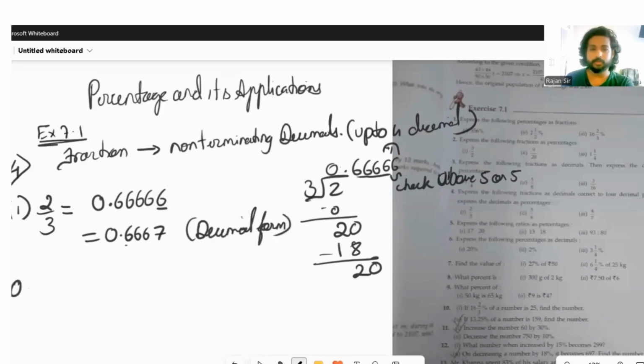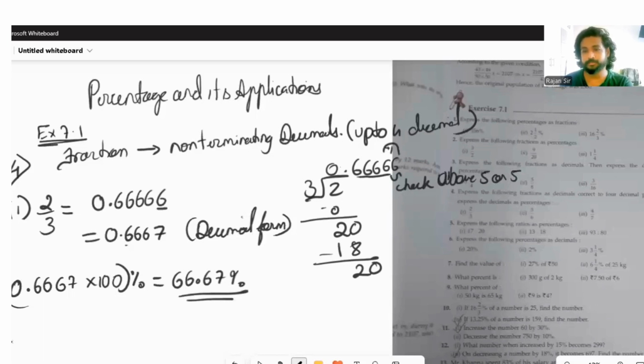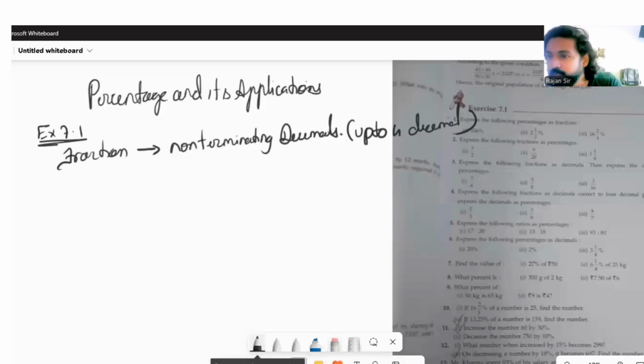Now from here, we have to convert it into a percentage. So you multiply by 100%, and like I said, shift the point 2 places to the right side. We have 66.67%. That's it. That's the answer. You can go back to the video and practice it again. Okay, let's go for the next one.